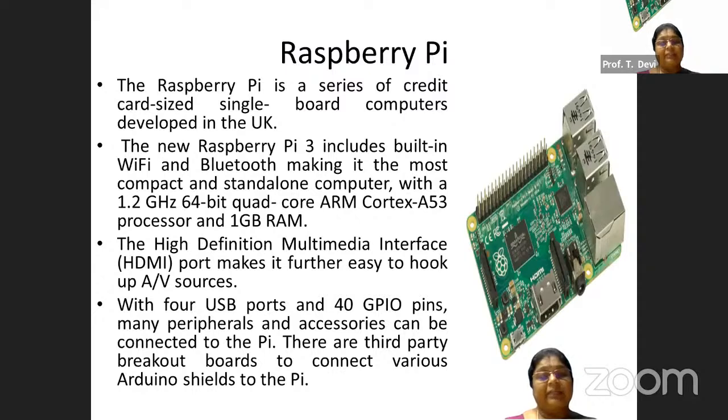There is another device which costs somewhere around 4,000 to 5,000 rupees. It is called Raspberry Pi. It is a credit card sized single board computer developed in the UK. This can function equivalent to a computer. It is just a credit card size, but it can function like a CPU.